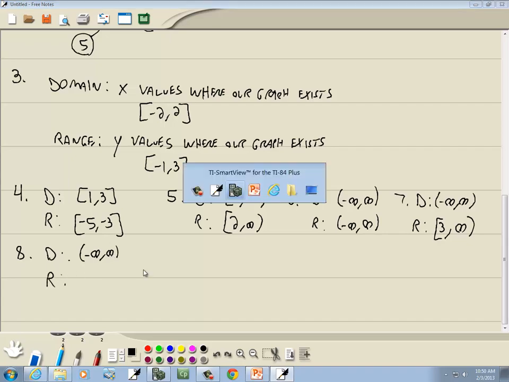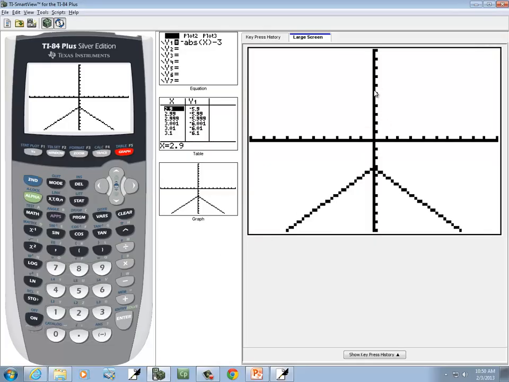Now for my range. If I come up here to y equals 5, somewhere up here, if I go left to right, I don't find my graph anywhere. It doesn't go up that high, does it? Our highest place it goes, looks like, is -3, and then it goes down forever. Like if I come down here to y equals -20, if I go left to right, I'm going to find my graph somewhere.